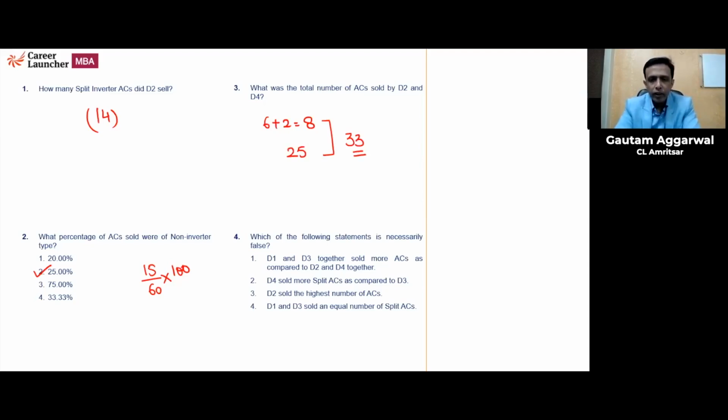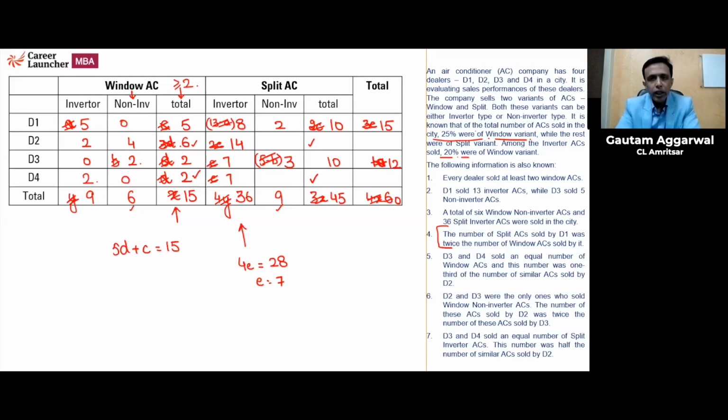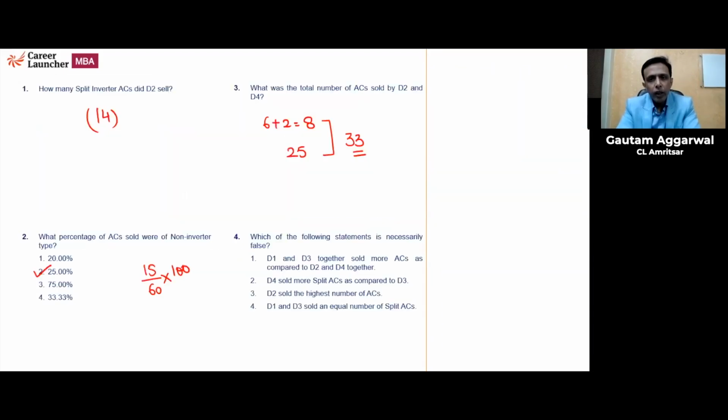Then they asked the fourth question: which of the following statements is necessarily false? D1 and D3 together sold more ACs as compared to D2 and D4. Logically, if I look at D1 and D3, their total is 27, and in the previous question we have already found that the total of D2 and D4 is 33. So D1 and D3's total is 27, while D2 and D4 together contribute 33. So this statement is essentially false because they said it is more.